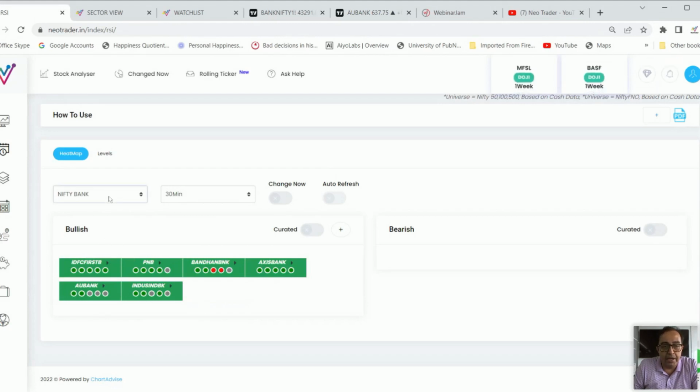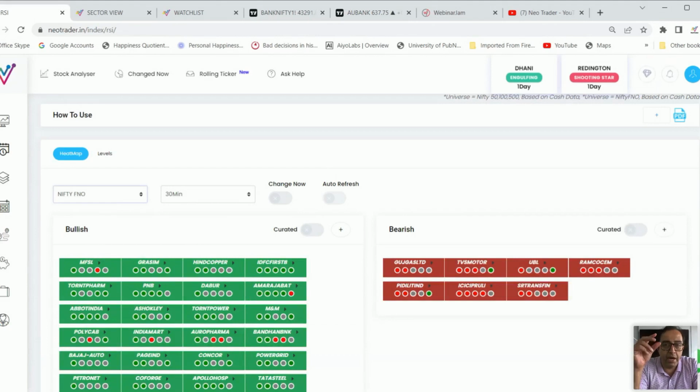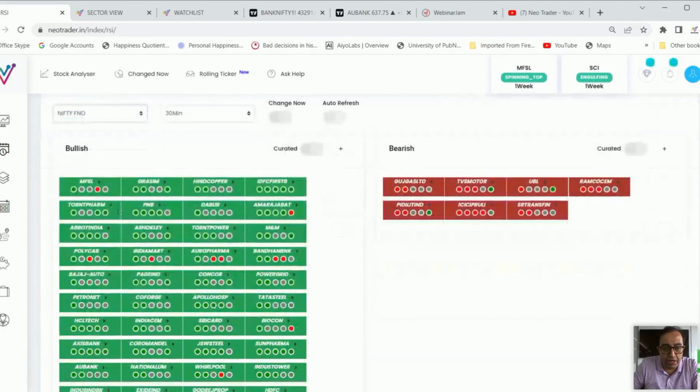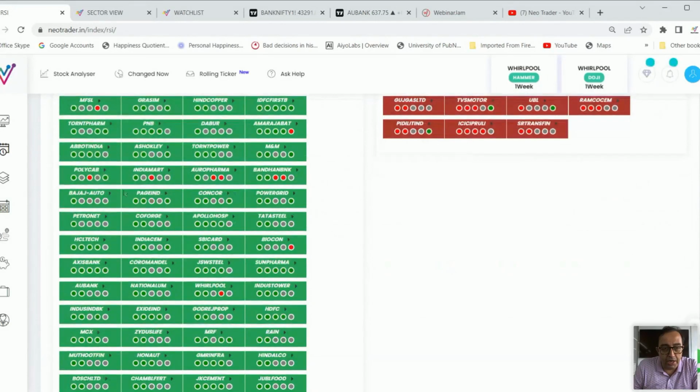Now this same kind of approach, we will introduce it across the FNO space. When you introduce it across the FNO space, let's leave the banks aside. Let's find out what are the other names which are emerging, which we can consider.